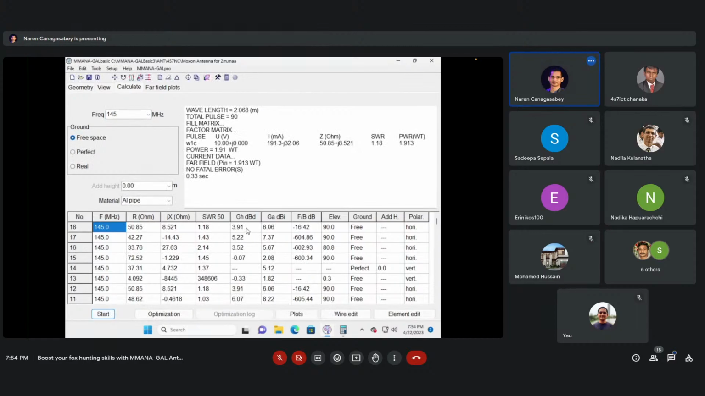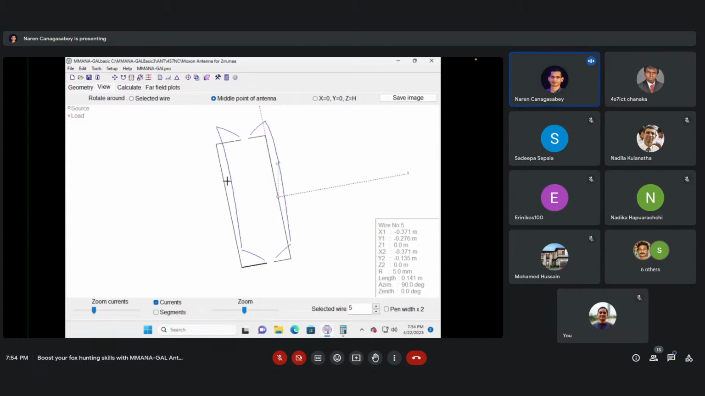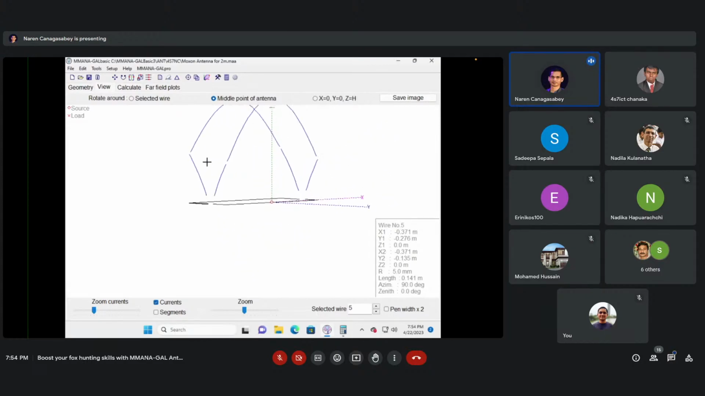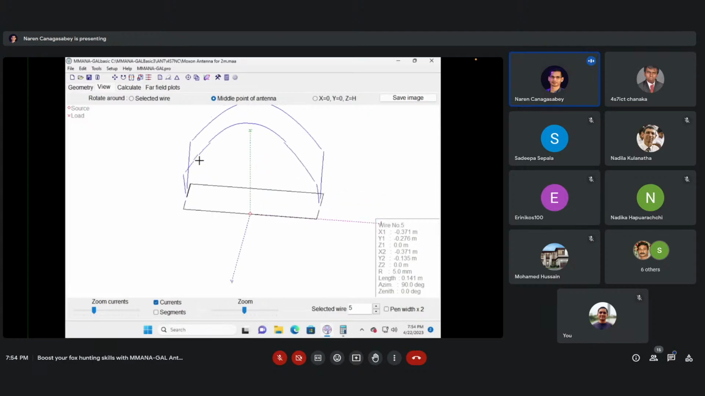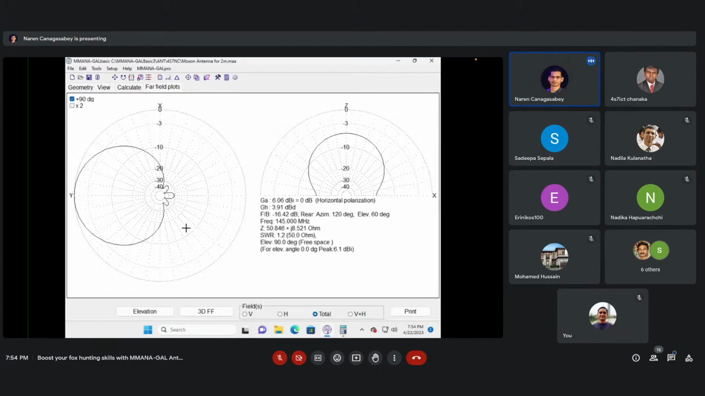So we have again over a dipole of 3.91 dB. This is the distribution of the currents on the wires, on the elements rather. And let's go to the far field plot. Right. So you can see what the slight change to the Yagi has done.